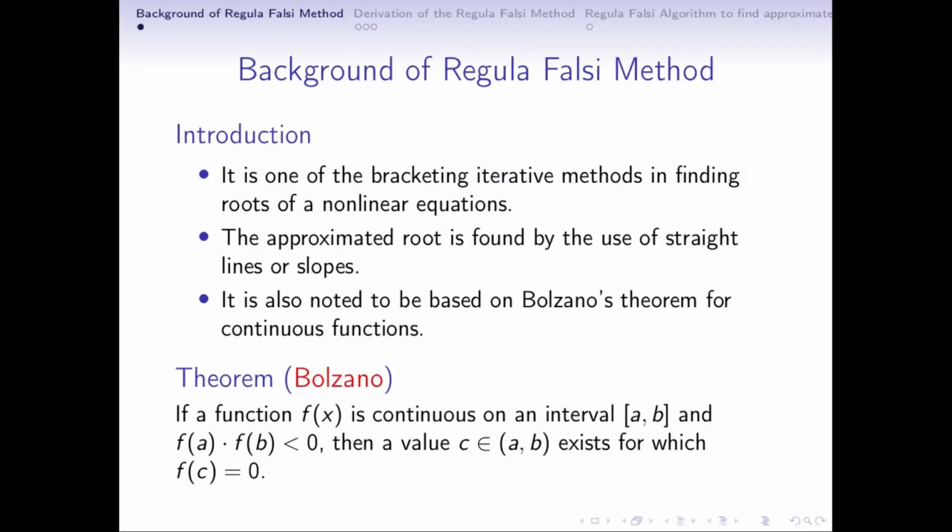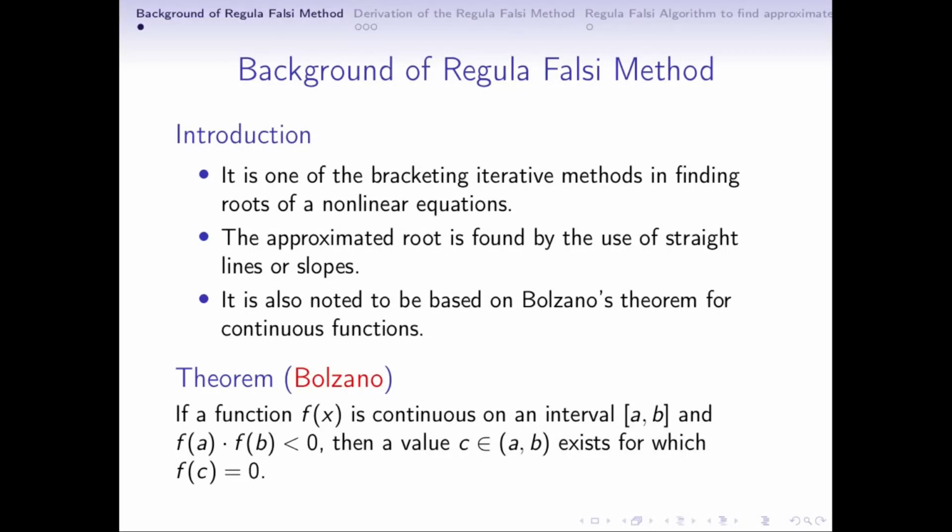The regular Falsi method is one of the bracketing iterative methods for finding roots of nonlinear equations in numerical analysis. To get the approximated root, we fall on the principles of slopes or gradients. We continue to construct several slopes which will aid us in getting the approximated solution. This method is based on Bolzano's theorem of continuous functions.